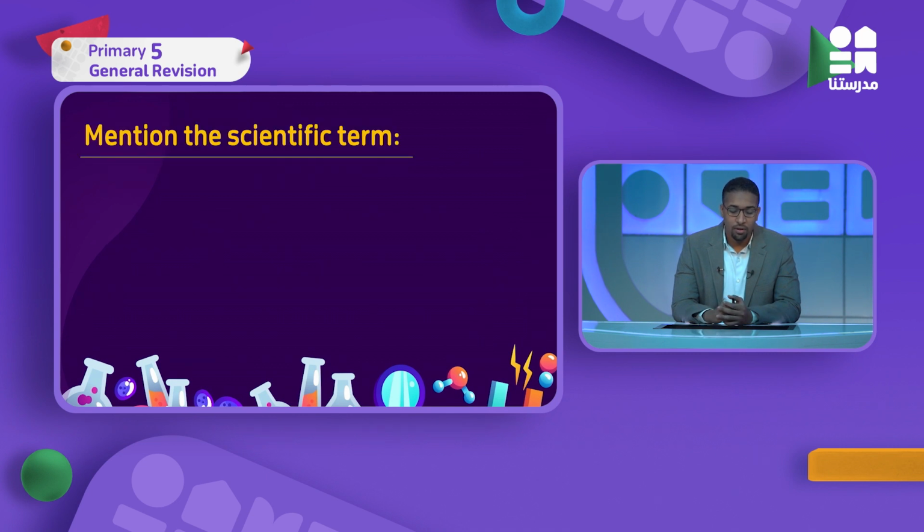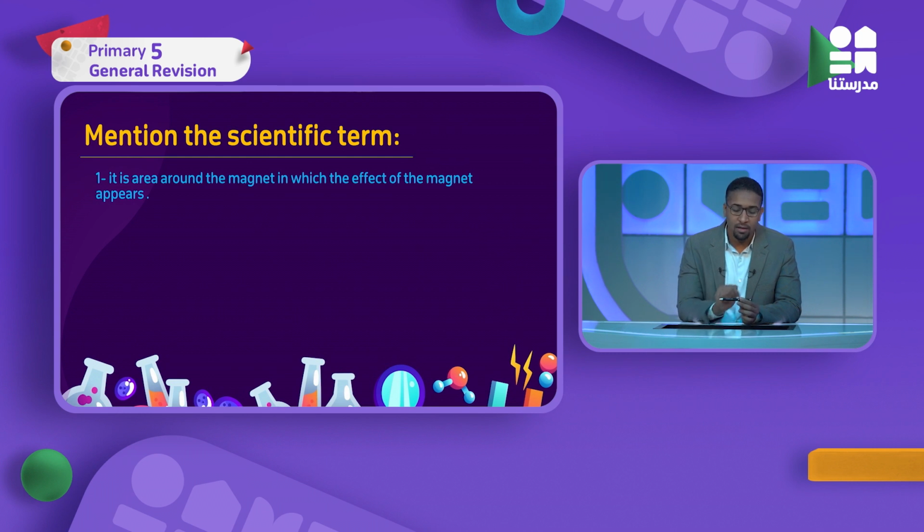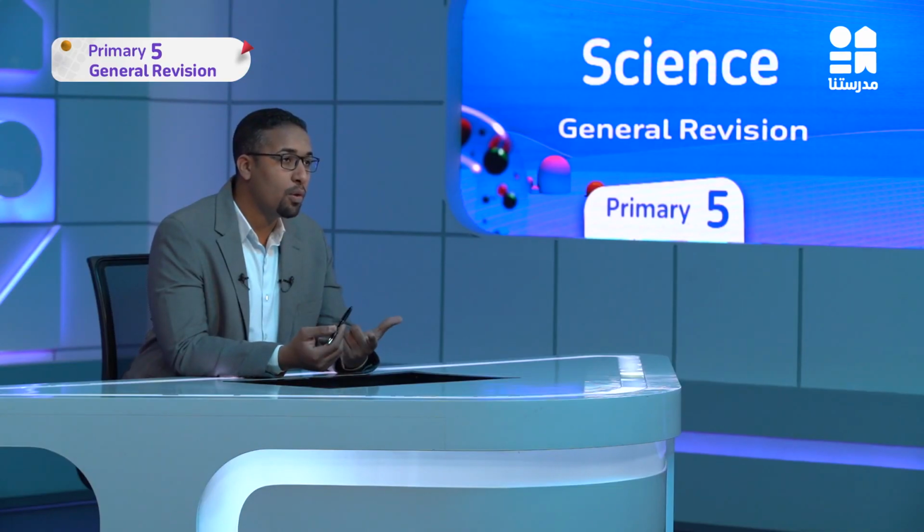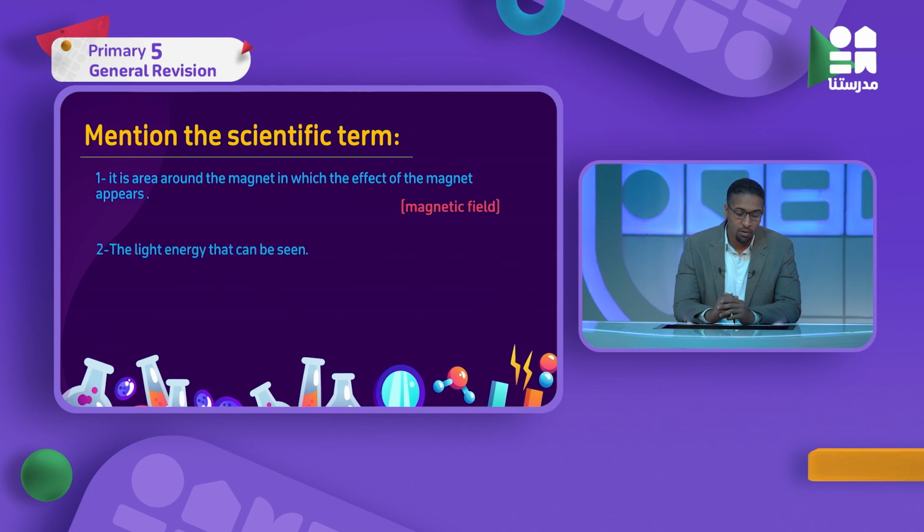Mention the scientific term. It is the area around a magnet in which the effect of the magnet appears. Around the magnet, not on the magnet. So it's called what? It is the magnetic field. The points of the magnet, the area on the magnet which contains the most power, are the magnetic poles. But here, it is the magnetic field around the magnet.